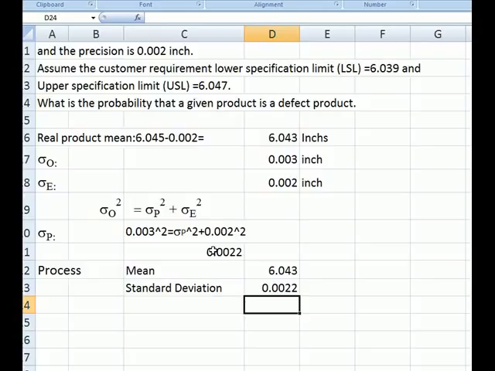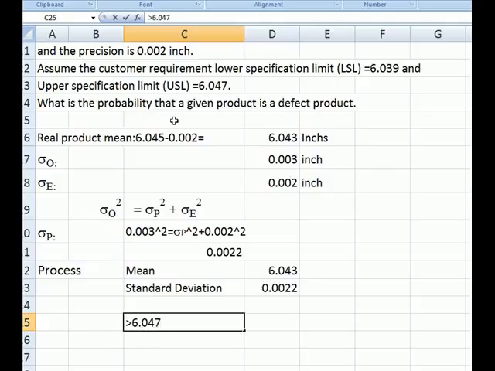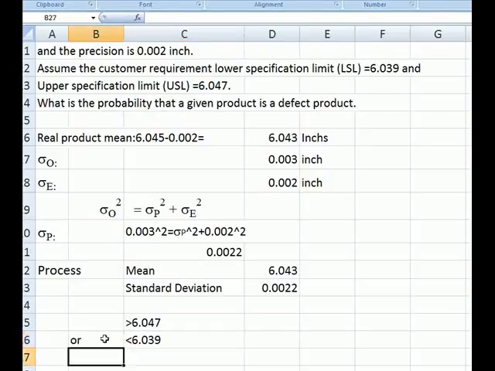And now we can find out what is the probability of a defect for a given product. So what is the defect for this example? If we have a measurement greater than 6.047, which is our upper specification limit, or we have a measurement less than 6.039, which is our lower specification limit, we say this is a defect.